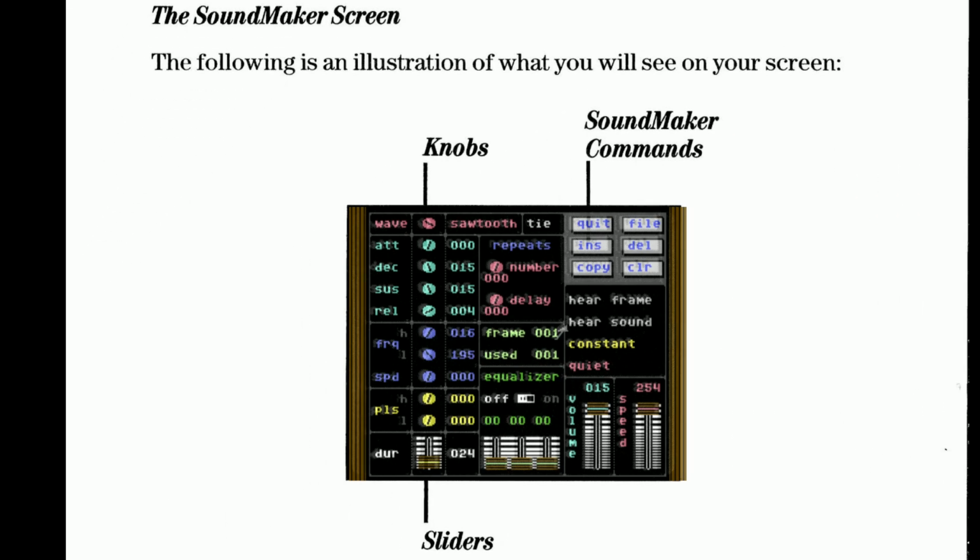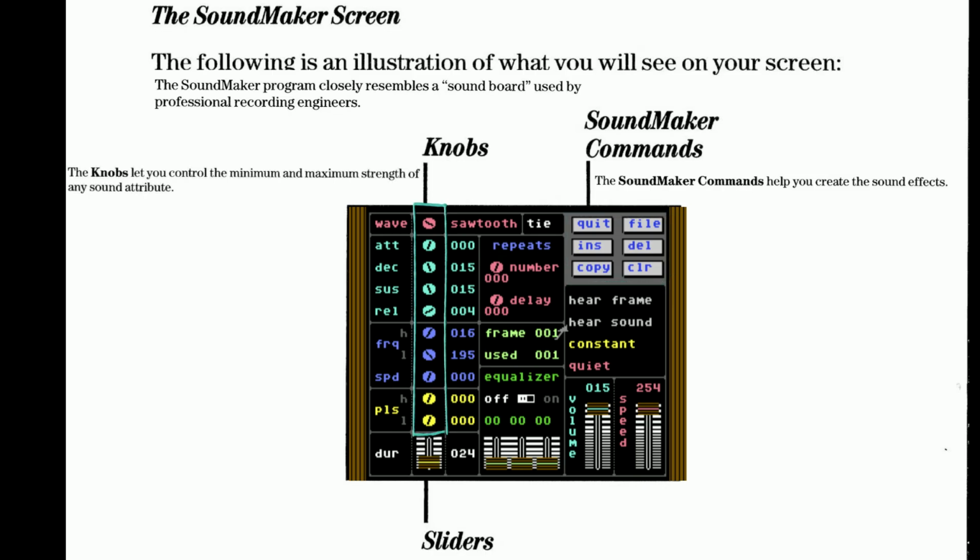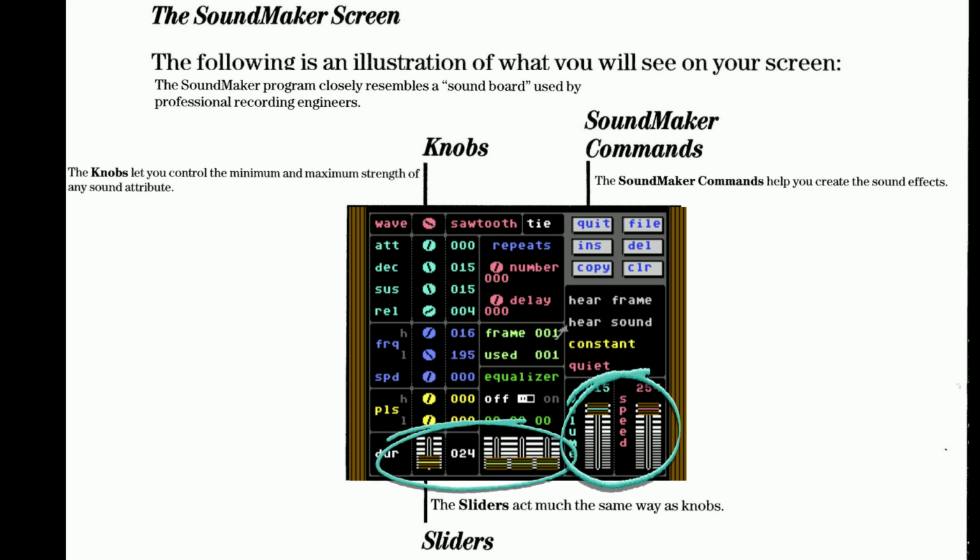The SoundMaker screen. The following is an illustration of what you will see on your screen. The SoundMaker program closely resembles a soundboard used by professional recording engineers. The SoundMaker commands help you create the sound effects. The knobs let you control the minimum and maximum strength of any sound attribute. The sliders act much the same way as knobs.